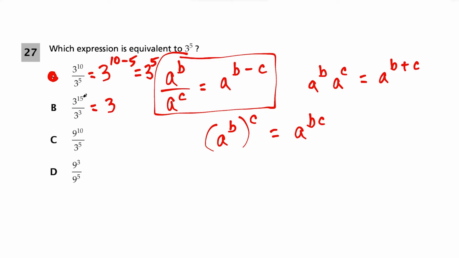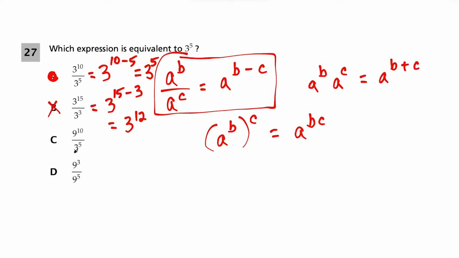But remember, we're not dividing the exponents, we're subtracting. So if we do 15 minus 3, 15 minus 3 is 12. So choice B works out to 3 to the 12th power. All right, so that's why choice B is no good. This one here, the problem is the bases do not match. So this one, we can't just go ahead and use this property.